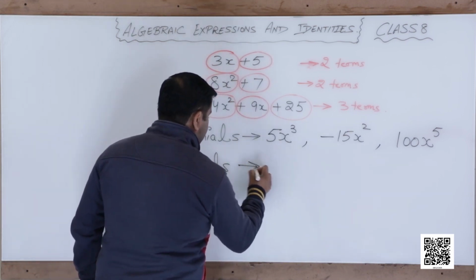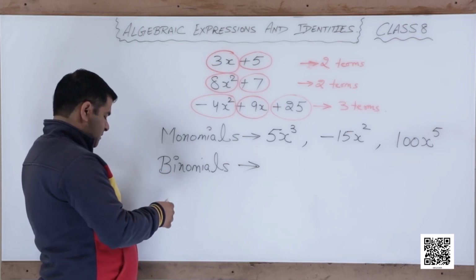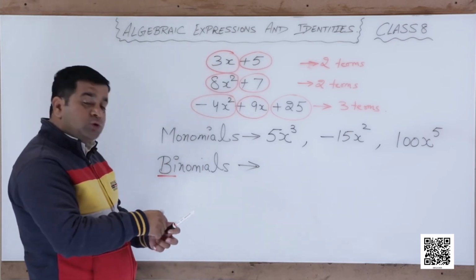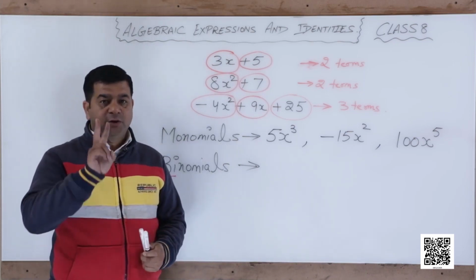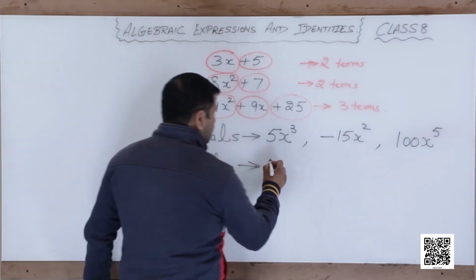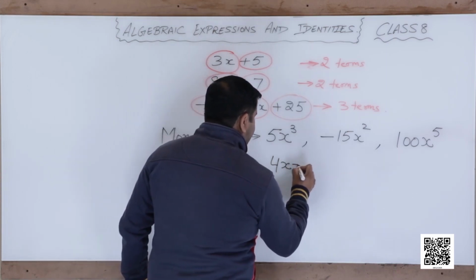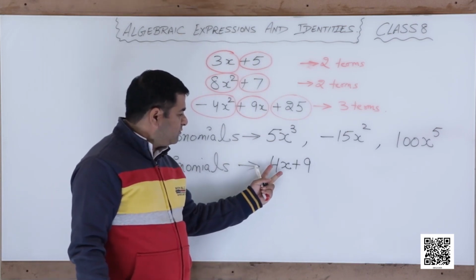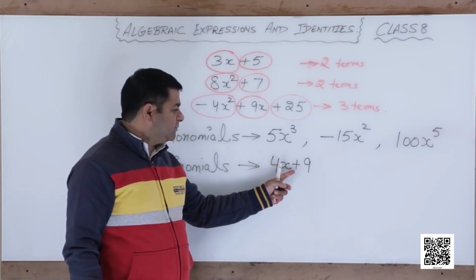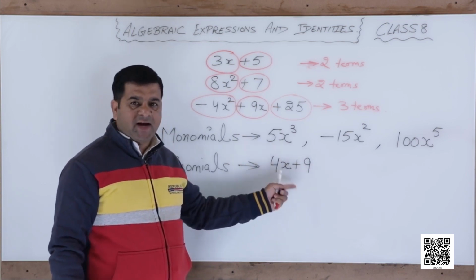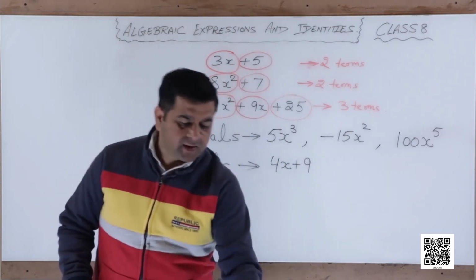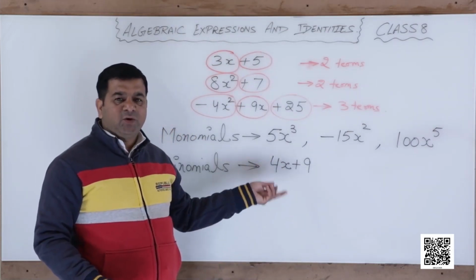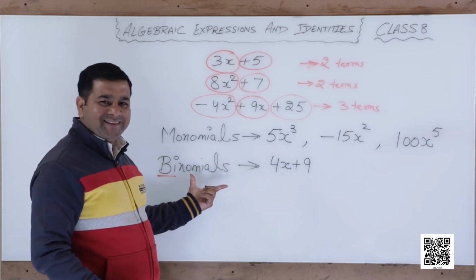binomials. Now students, bi means two. So binomials means those algebraic expressions which have two terms. Let's see. Say we have an expression 4x plus 9. Here you can see we have the first term, that is 4x, and the second term, that is plus 9. So the number of terms are 2. So that is why this kind of an expression is known as a binomial.